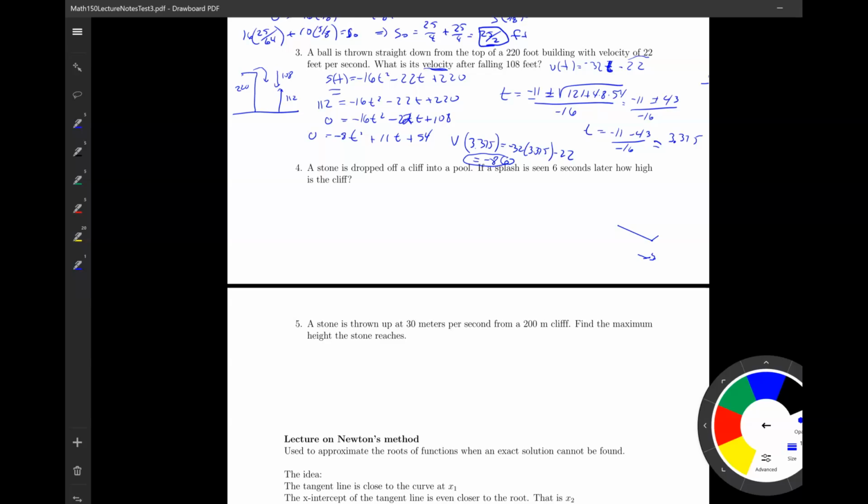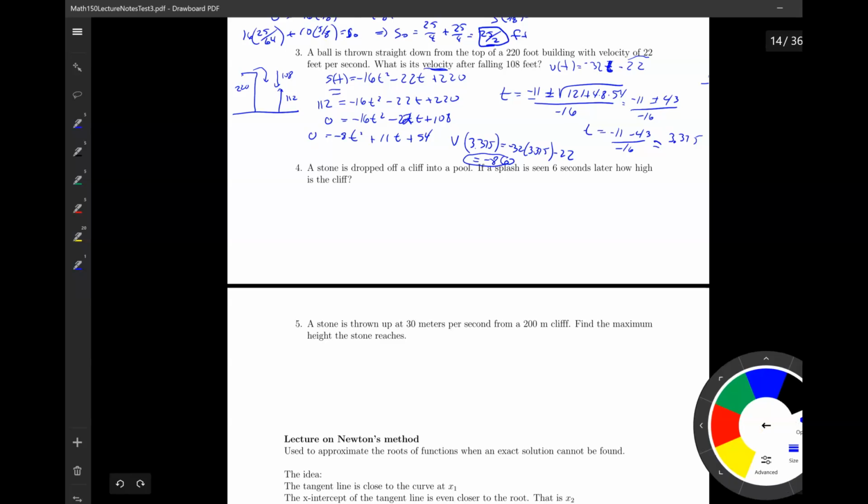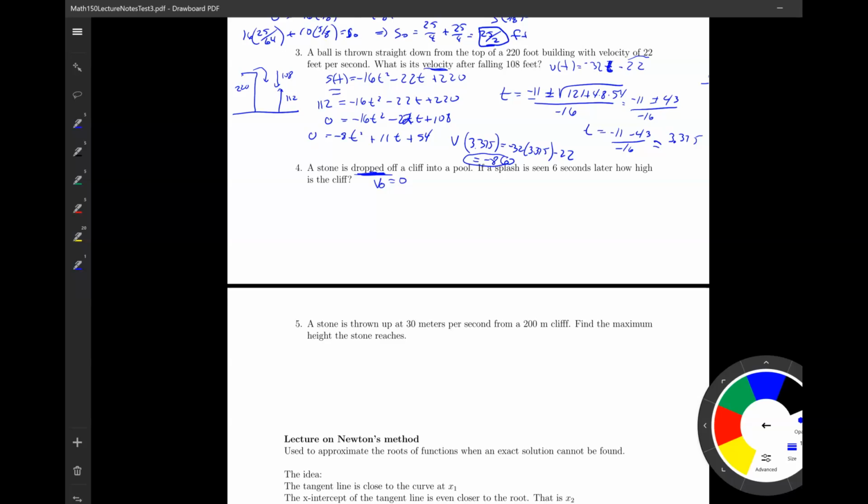All right. So let's look at this next question. So I've got a stone being dropped. So initial velocity is 0, correct? So v sub 0 is 0. It's dropped into a pool, and I see a splash after 6 seconds. So that means s of 6 is equal to 0. So that means the position off the ground is 0. How high is the cliff?